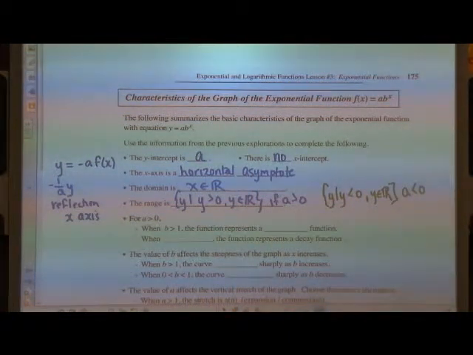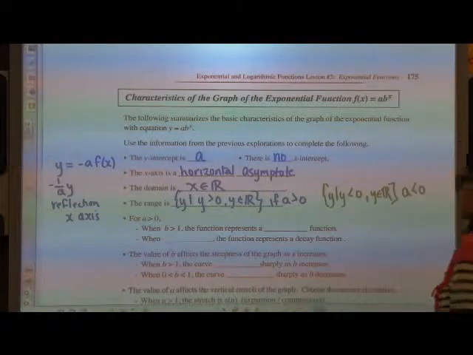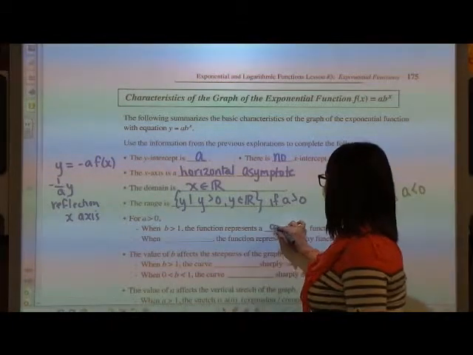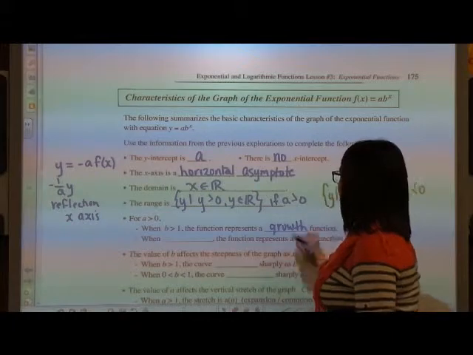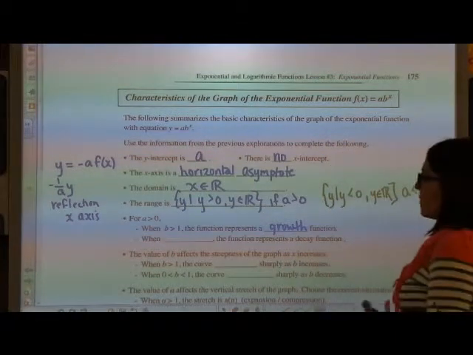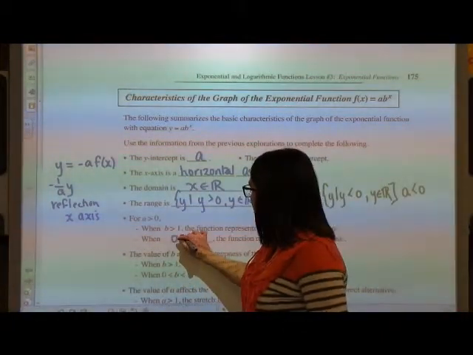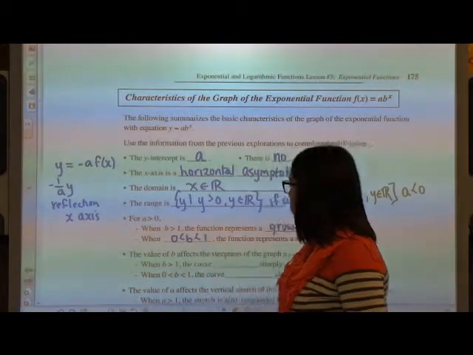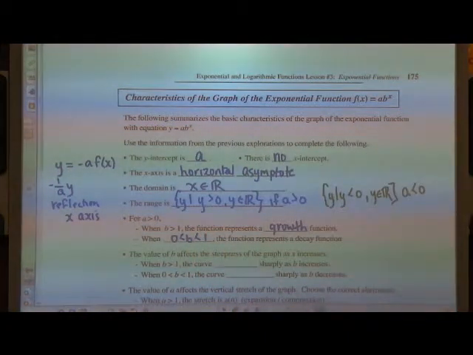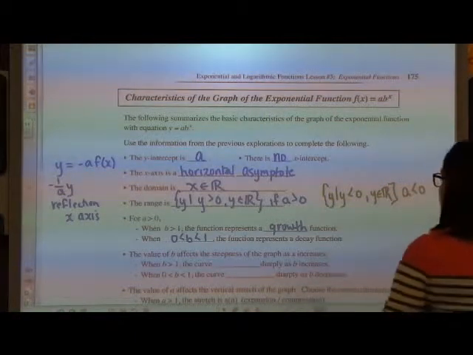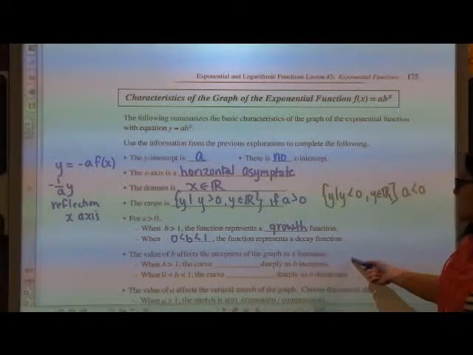When the value of b is greater than 1, such as 3 to the power of x, 10 to the power of x, 5 to the power of x, I get a growth function. And when the value of b is between 0 and 1, I get a decay function. It can't be equal to 0 and it can't be equal to 1. The value of b affects the steepness of the graph as x increases.